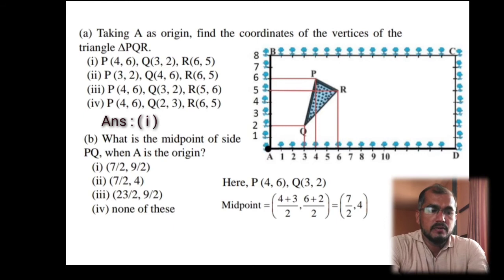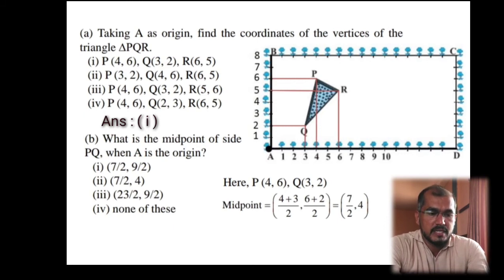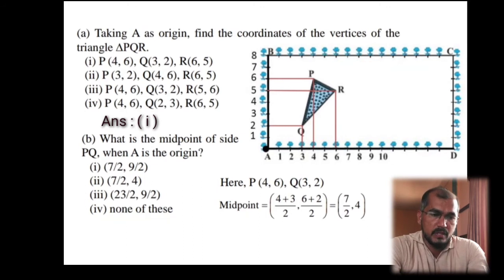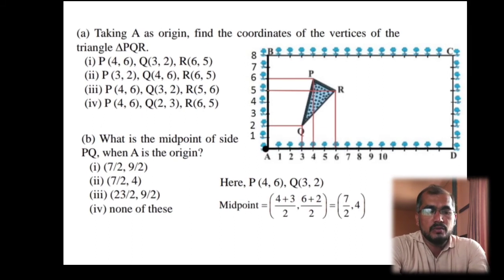Clear. Now the second one is, what is the midpoint of side PQ when A is the origin? So if A is the origin, you have to find the midpoint of the points P and Q. P vertex is (4, 6) and Q vertex is (3, 2). For this we have to use the midpoint formula. You know the midpoint formula: (x1 plus x2) divided by 2 and (y1 plus y2) divided by 2.